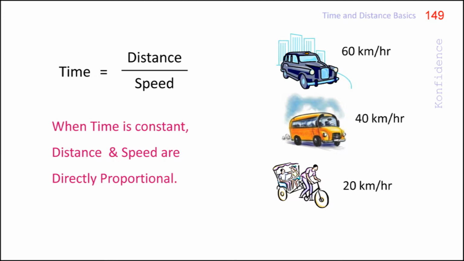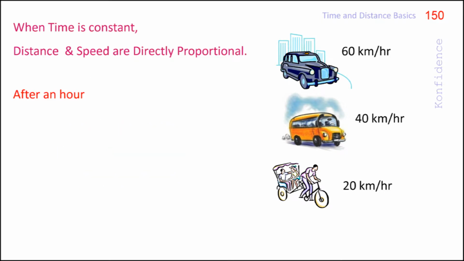Let us imagine a situation where a car, a bus, and a rickshaw are moving along a highway at their maximum speeds and they are maintaining that speed. It is given that the maximum speed of the car equals 60 km per hour. Maximum speed of the bus equals 40 km per hour. Maximum speed of the rickshaw is 20 kilometers per hour. Let us just observe what happens with the passage of time.